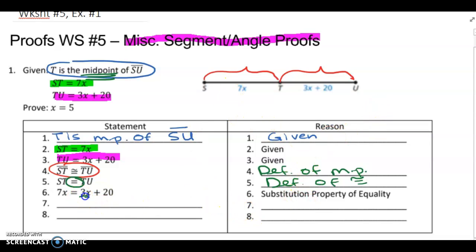So we could subtract 3x from both sides, and I'm left with 4x equals 20. That's the subtraction property of equality. And then from here, divide both sides by 4, and we get x equals 5. And that was the division property of equality.